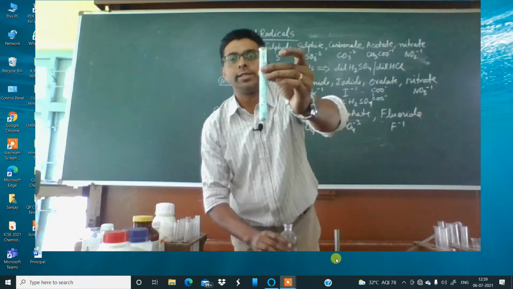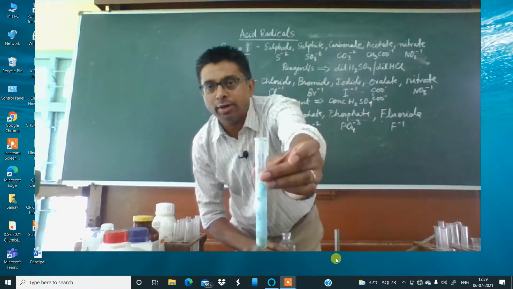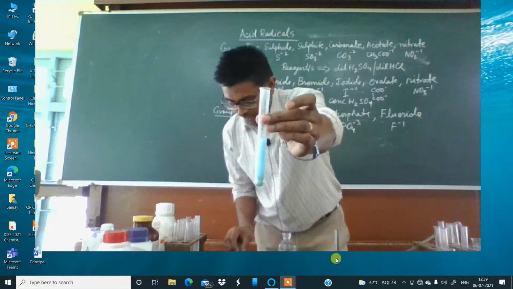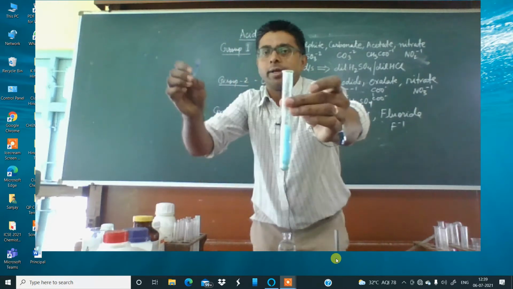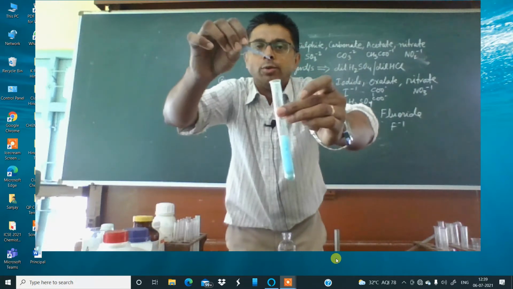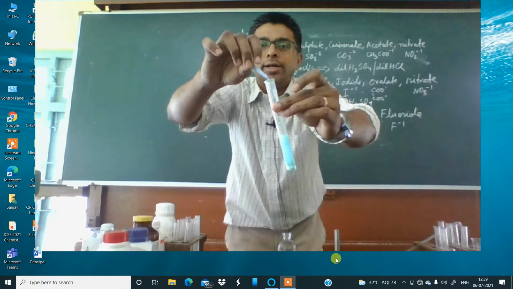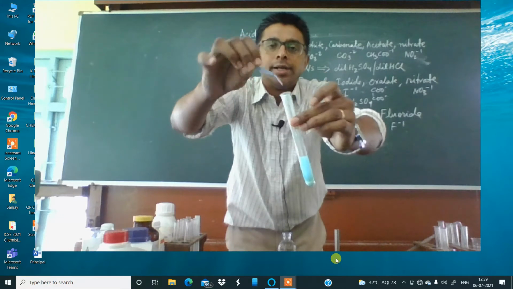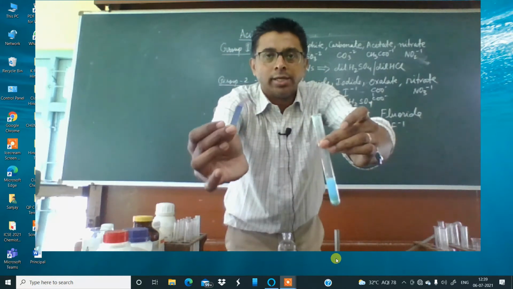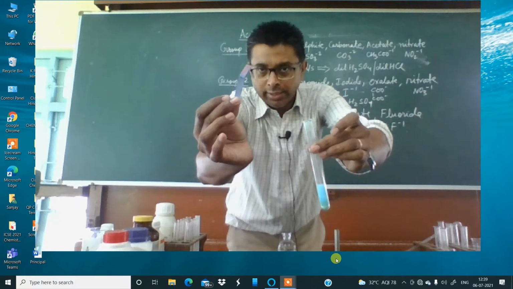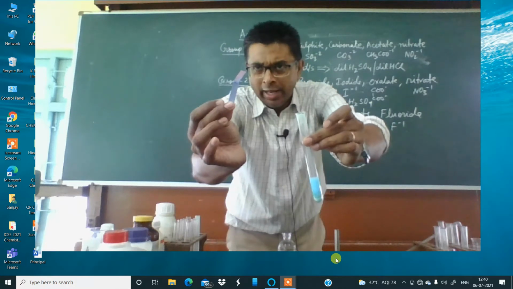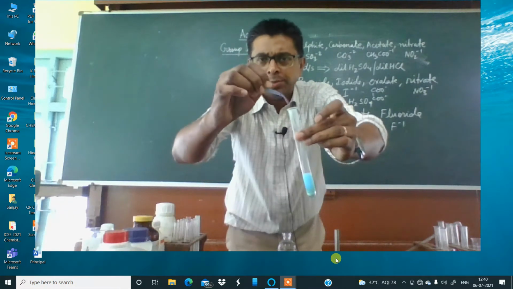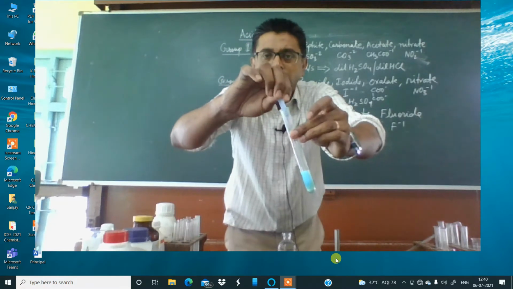There is effervescence. You can see some fumes also. Now, if I bring a blue litmus paper and put it over here, it will turn red. It has turned red. You see, it has changed color from blue to light pink or light red. You can see the color of the blue litmus paper has turned from blue to red.